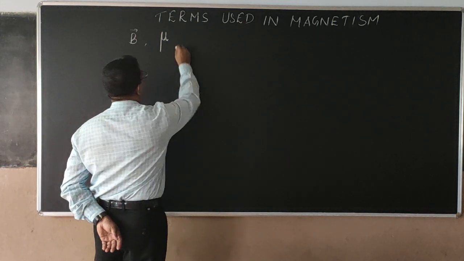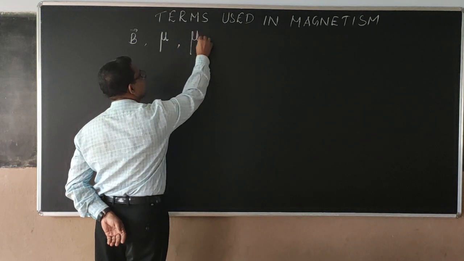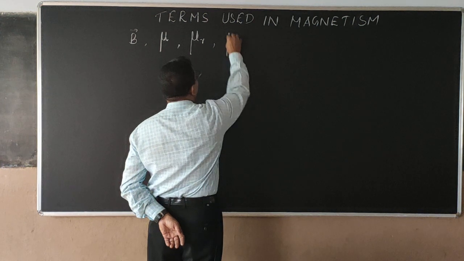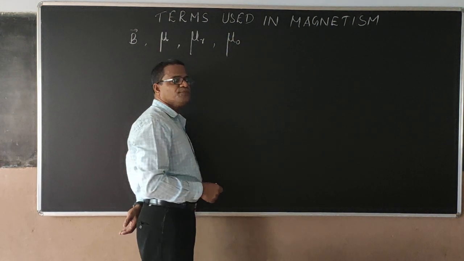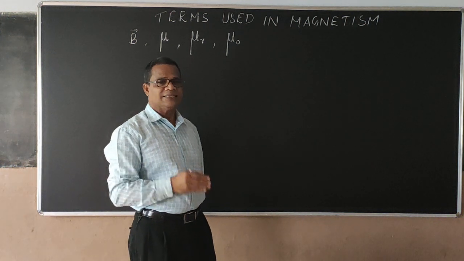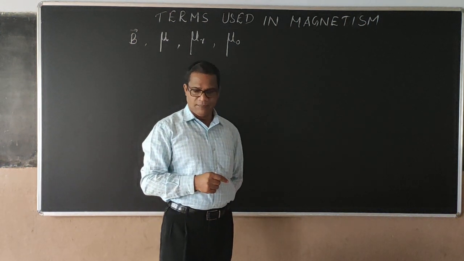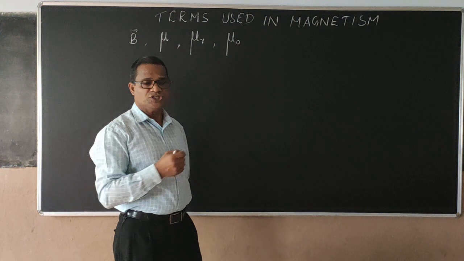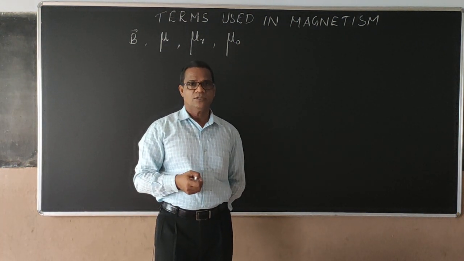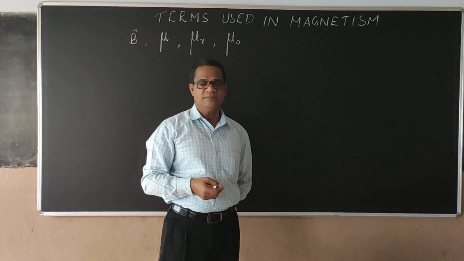permeability, relative permeability, and permeability of free space. All these are the terms we already used in magnetism. In addition to this, we will be using two more terms.